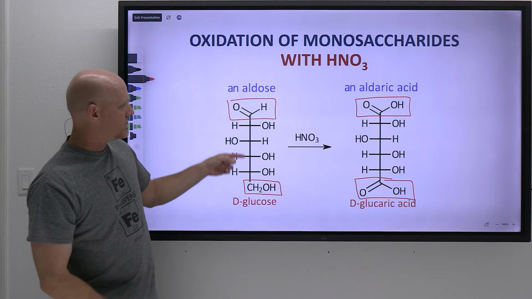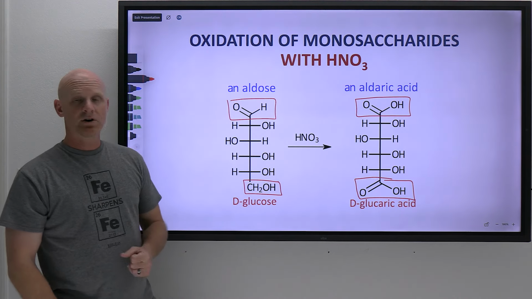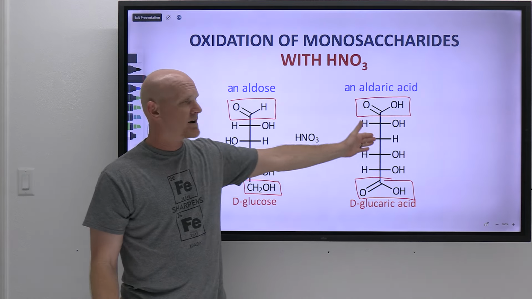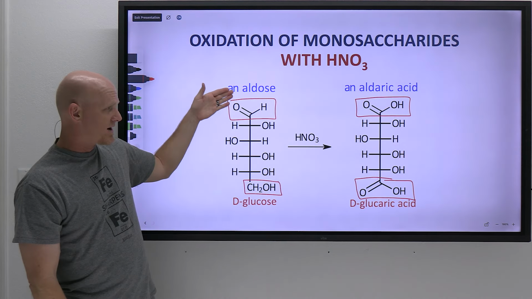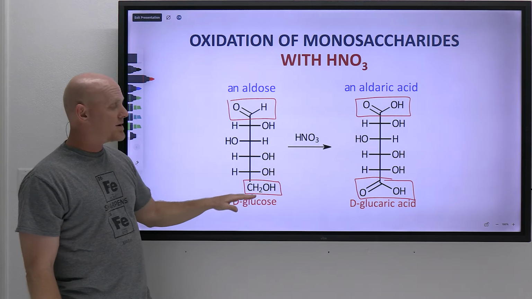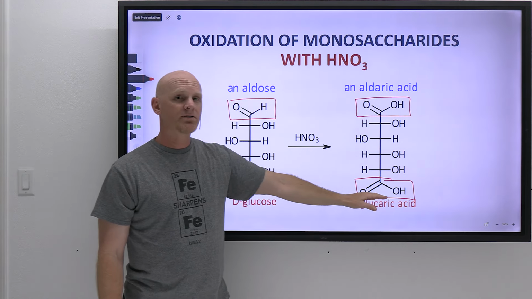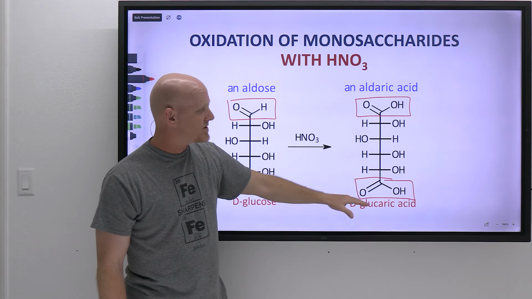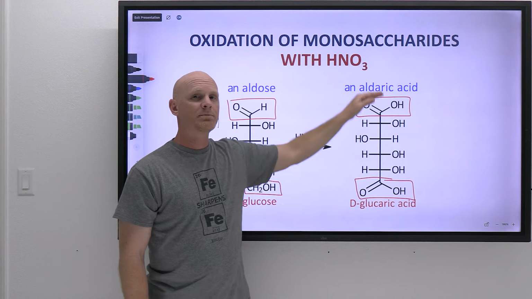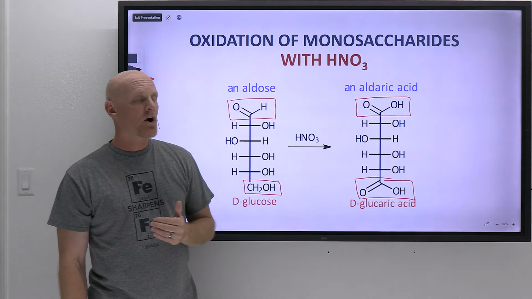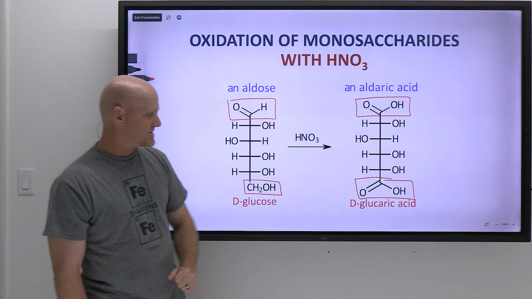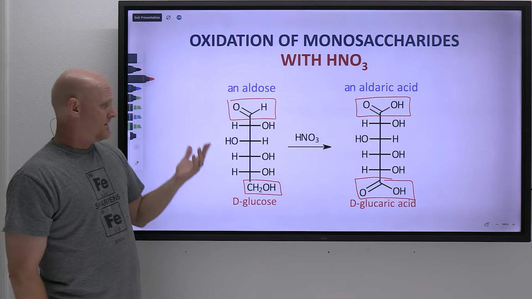So the secondary alcohols in the interior of our aldose here are not going to get touched. Secondary alcohols are not going to get oxidized by nitric acid. But your aldehyde goes to a carboxylic acid, and also the primary alcohol at the other end goes to a carboxylic acid. And so you're going to end up with what used to be a sugar now being a carboxylic acid at both ends, and we call that an aldaric acid. Specifically, this is glucaric acid. But that's an aldaric acid.